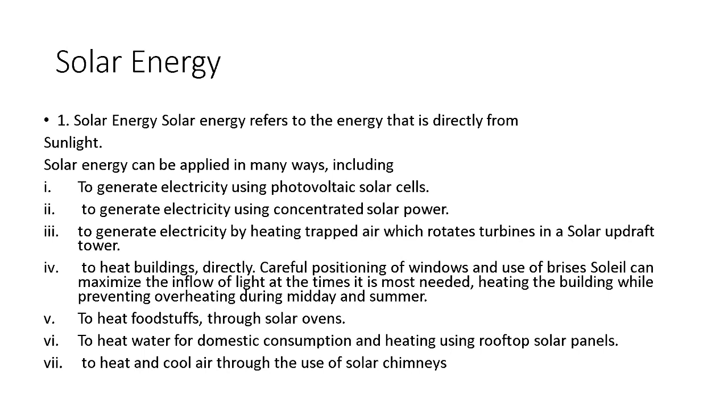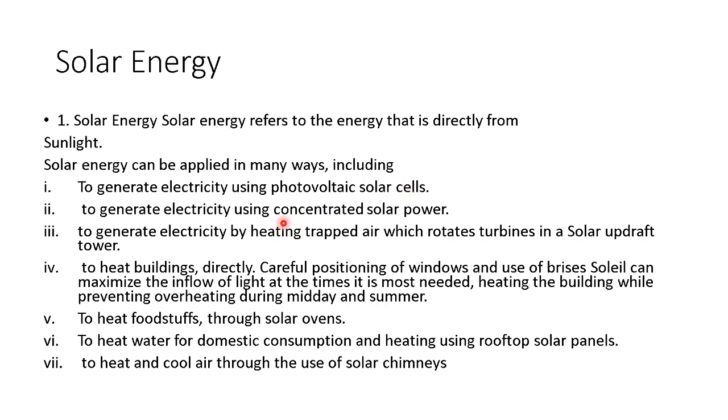First we will see what solar energy is. Solar energy refers to the energy that we are getting directly from sunlight. Solar energy can be applied in many ways, including generating electricity using photovoltaic solar cells, generating electricity using concentrated solar power, and generating electricity by heating trapped air which rotates turbines in a solar updraft tower. With solar photovoltaic cells, the energy is directly converted into another form of energy, or directly used at that time.